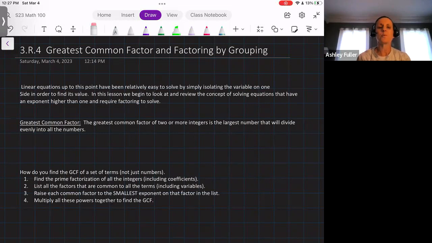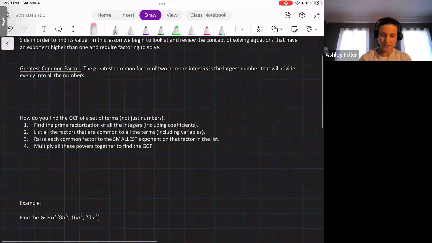Before we factor by grouping, it's also important to remember the concept of the greatest common factor, which is the largest number that will divide evenly into all the numbers or terms within a list of numbers. To find the GCF, these are the 4 steps that we follow. We have to find the prime factorization first. We list all the factors that each term has in common. So if only one has it, we don't list it. And then we raise each of those common factors to the smallest exponent. When we multiply all those together, we have the GCF.